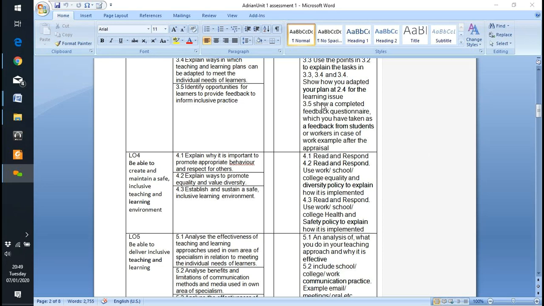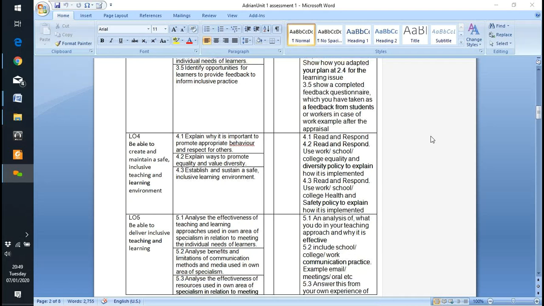Again, it's 3.5. The easiest way is to show a completed feedback questionnaire, which you've taken as feedback from students or workers in the case of work after the appraisal. Okay. That then fulfills 3.5.